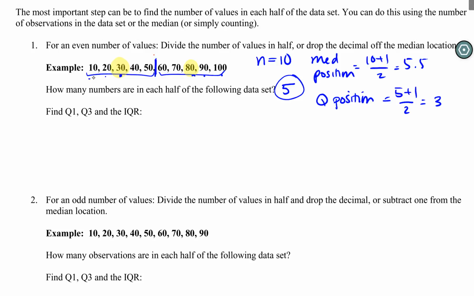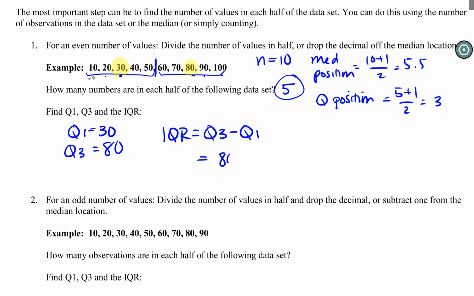So once you find your Q1, which we said was 30, the median of that lower half, and our Q3, which is 80, your IQR is just going to be Q3 minus Q1, just like your max minus your min, which is 80 minus 30, or 50.